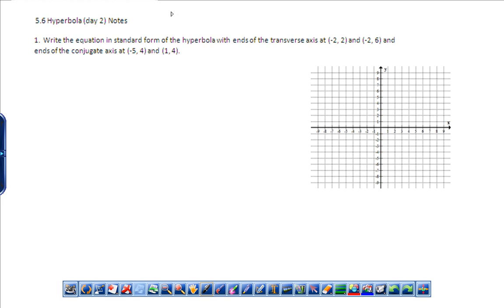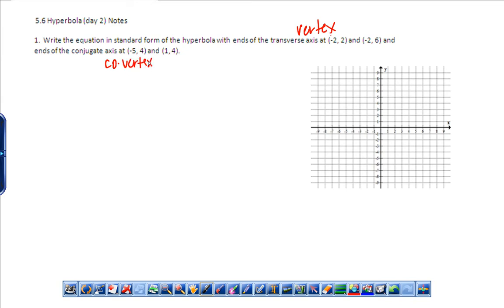This is Hyperbola Notes, Day 2. On this it says, write an equation in standard form of a hyperbola that has the ends of the transverse axis at 2 given points, and the ends of the conjugate axis at 2 other points. Remember, transverse means this is your vertex. Conjugate, this is your co-vertex.